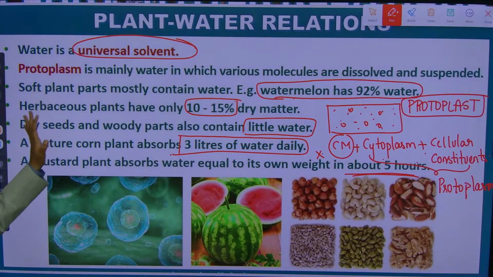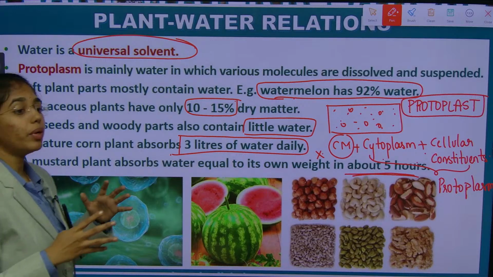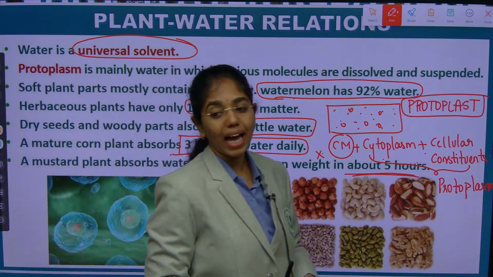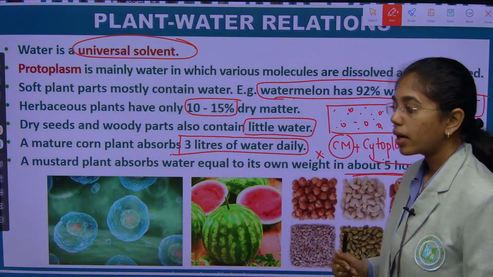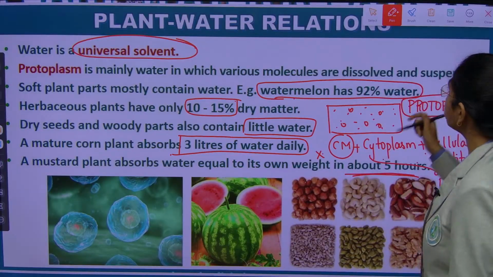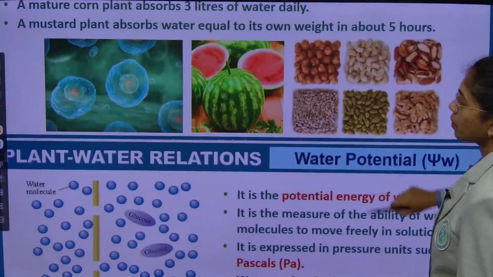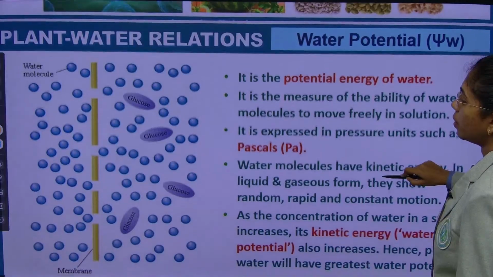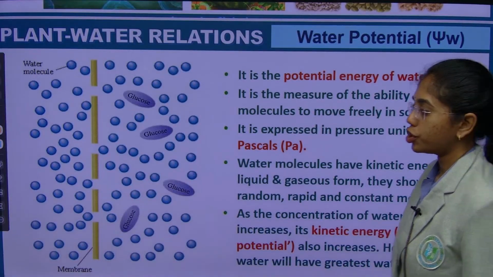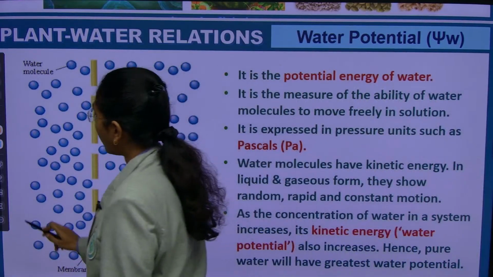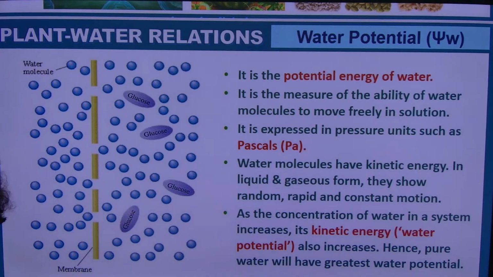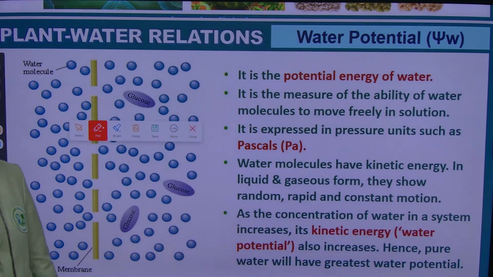These are all memory based points, and you have to be clear on the note of protoplast and protoplasm. Clear, right? Now, plant-water relationships. Here you have to know about water potential, pressure potential and solute potential.